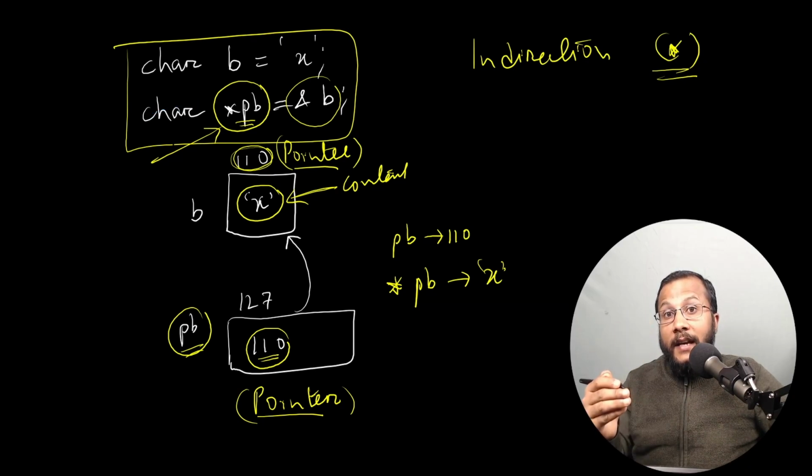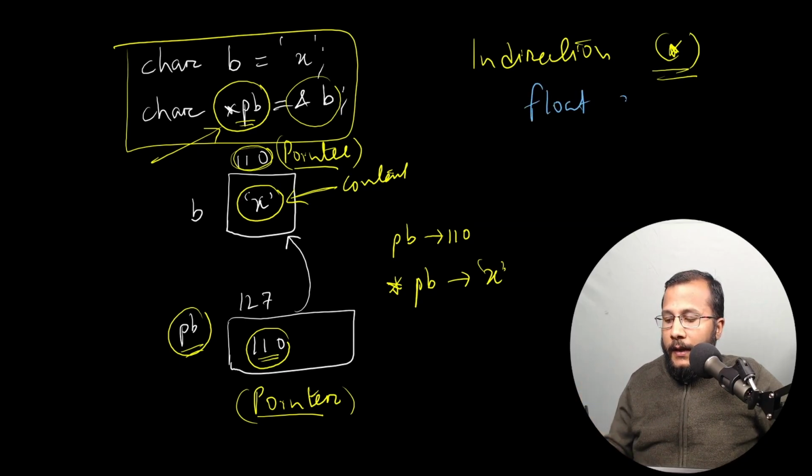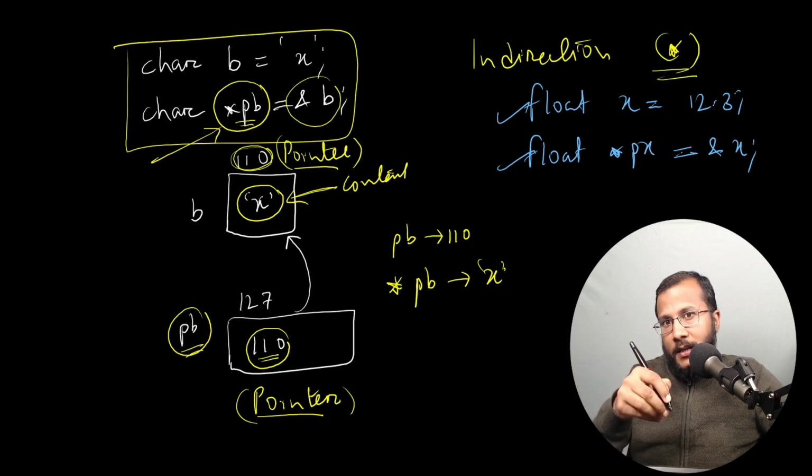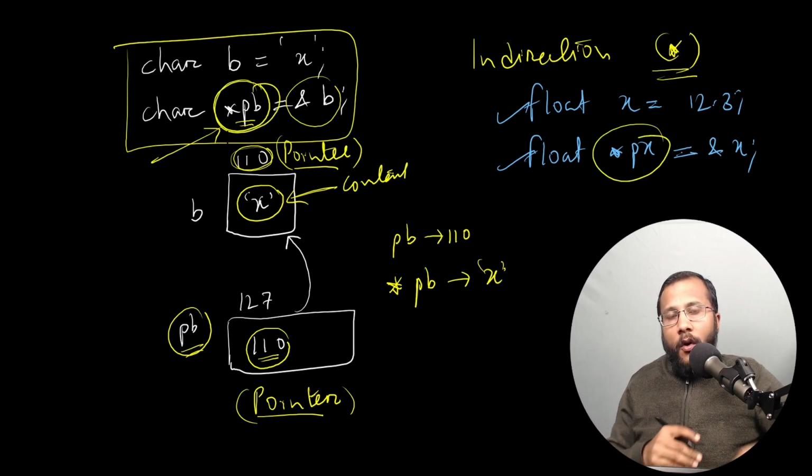In case you would like to store the address of a float, you have to have a float pointer. Let's say you are having a float variable, float x equals 12.3. I would like to have a pointer storing the address of this variable x, so I'll have to have a float pointer. I'll have to write float star px, pointer to x, equals ampersand x. Okay. Now this is all right. Now they are compatible. So if you have to store the address of a float, you have to have a float pointer. But whether it's a float pointer, a character pointer, or an integer pointer, all of these pointers have the same size. It is either 4 bytes or 8 bytes.